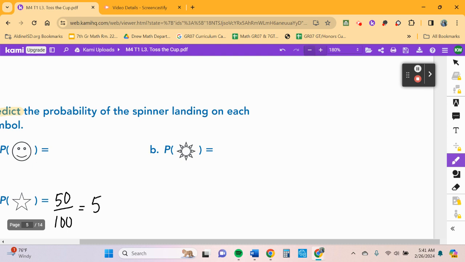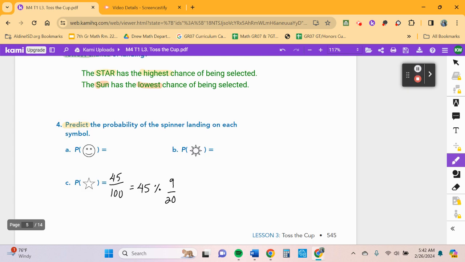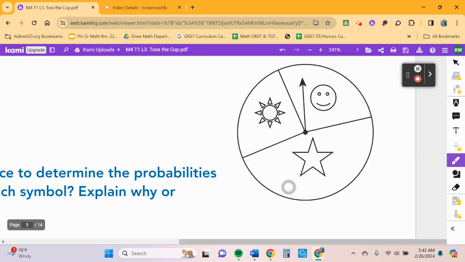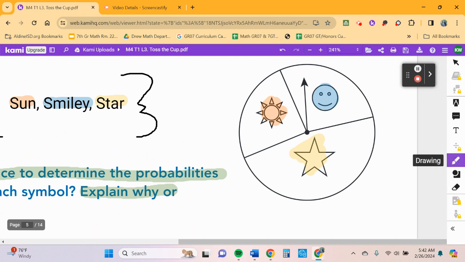Oh, wait, hold on. Sorry, back up. I said slightly less than 50%. So that's about 45%. So 45 out of 100, 45%. Or if I were to take this a little further and simplify, that would also give me 9 out of 20. Now, you can make your own predictions for the star and the smiley, but I'm going to give you an idea of how you can figure this out if you'd like.